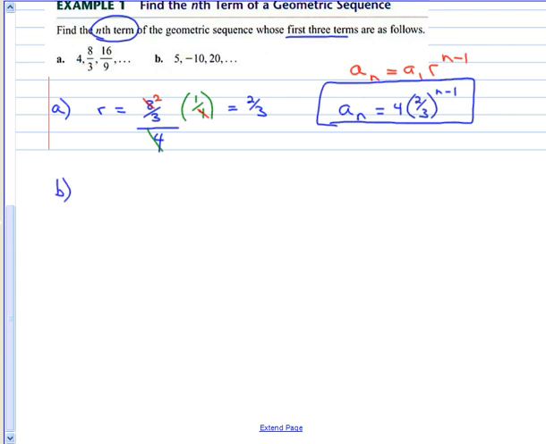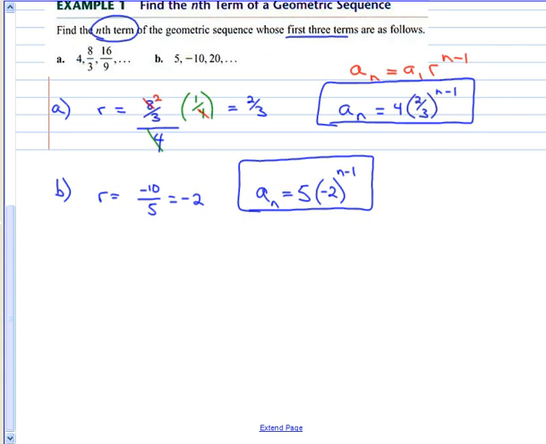Part B, same idea. I need to find the common ratio. Well, I can take -10, divide it by 5, -2, there's my common ratio. So I can fill it in. A sub n, the nth term, is the first term, which is 5 in this case, times my common ratio, which is -2, needs to be in parentheses because that -2 is all raised to the n minus 1 power. There's our formula. That will find us any term that we want in that geometric sequence.